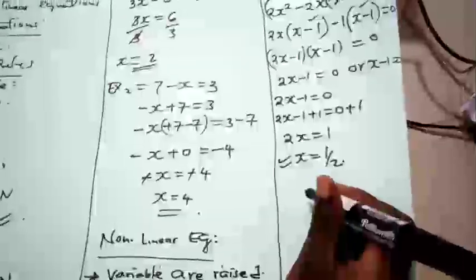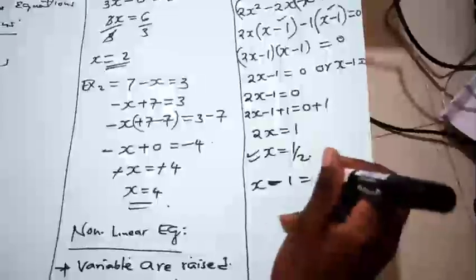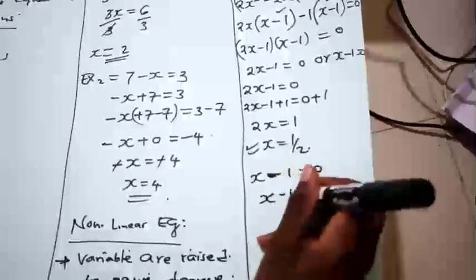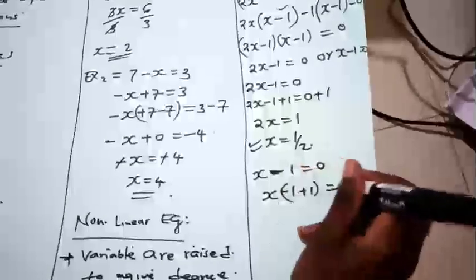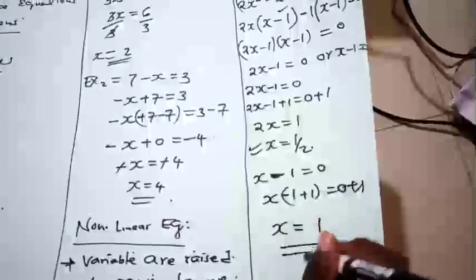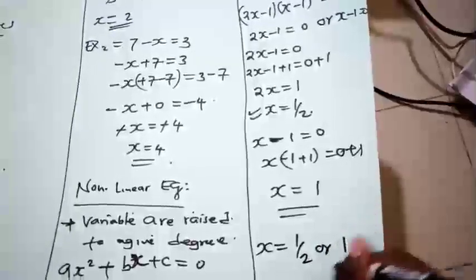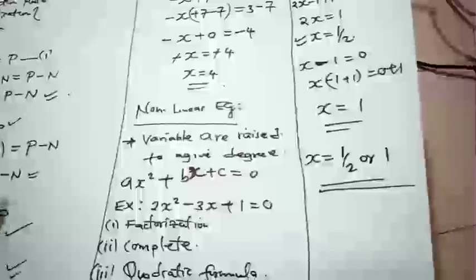For the second value for x, we are talking about x minus 1 equals 0. So x minus 1 plus 1 equals 0 plus 1. So x equals 1. So x equals a half or 1. So that is what we call factorization. We can also come up with the second method. We are talking about the completing square method.